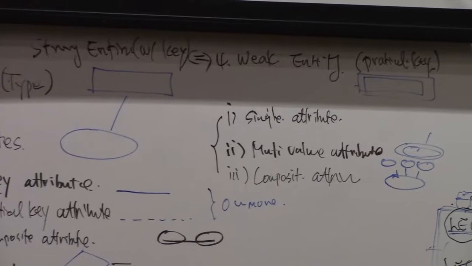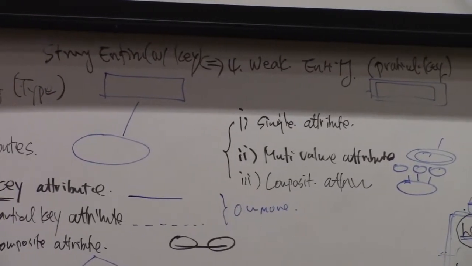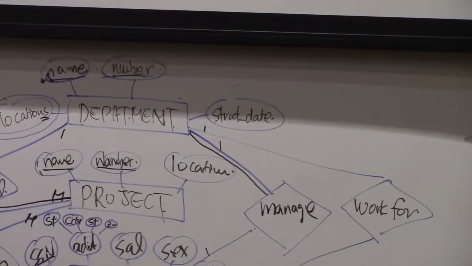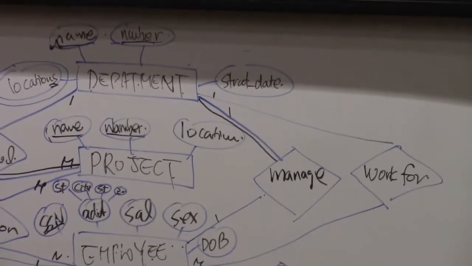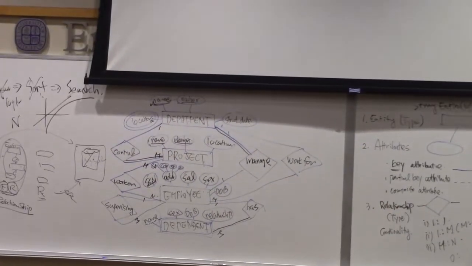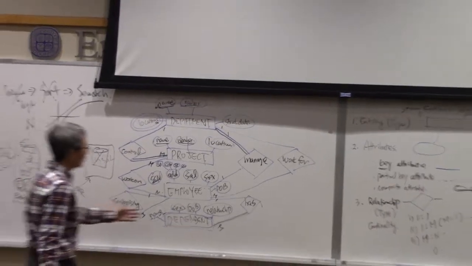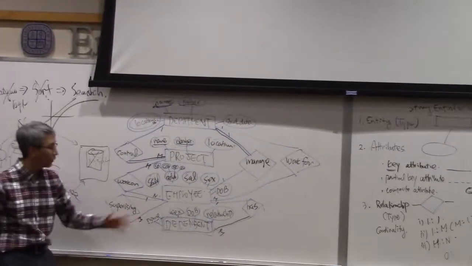So we can use a double rectangle, because later when we create the database, it does not allow such a partial key. It should have the key. So we can use such a double rectangle to represent the weak entity.